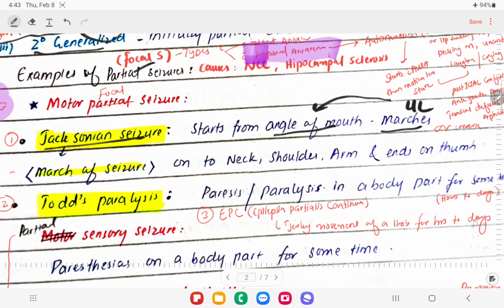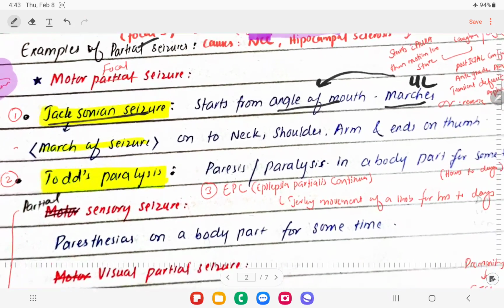Such a type of seizure is called the Jacksonian seizure, that starts from the proximal end and moves to the distal end, right? And vice versa. So there will be a march of seizure on the neck to the shoulder, then arms, and then ends on the thumb, right? Or it can reverse, and start from the thumb and end up on the face. So this is called Jacksonian seizure.